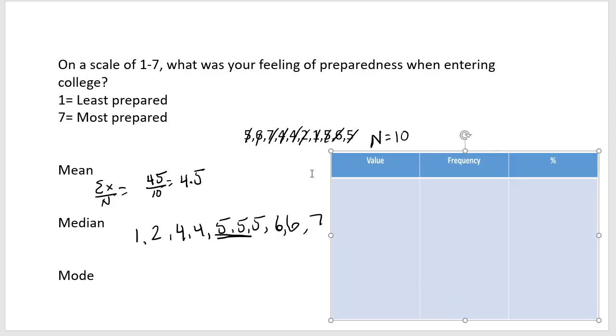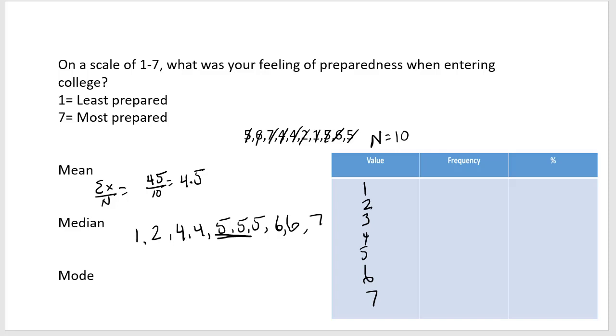There we are. Okay, so we have a scale of 1 to 7, so we need to list all the possible values on our scale, which is 7. So 1, 2, 3, 4, 5, 6, and 7. And the frequency for each one is listed.